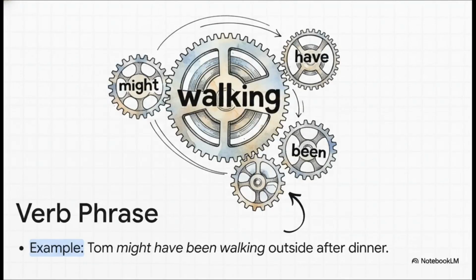Okay, next we have the verb phrase. This one's all about the action. It includes the main verb plus all of its little helpers, the auxiliary verbs. So it's not just walking, it's the entire verb string, might have been walking, the whole shebang. This gives you all the details about the tense and mood of the action.